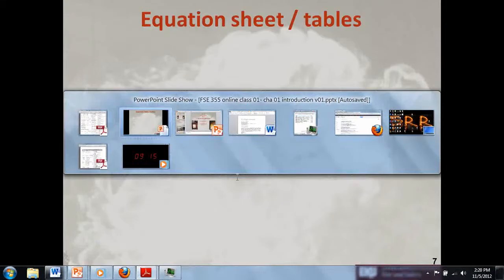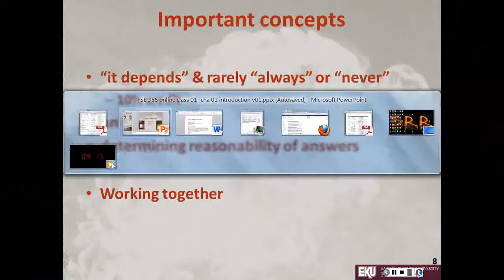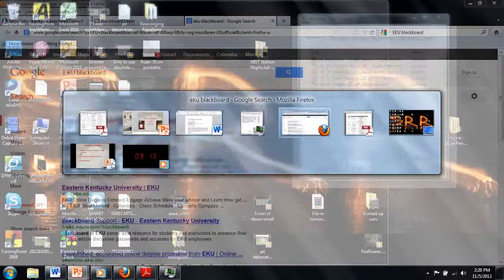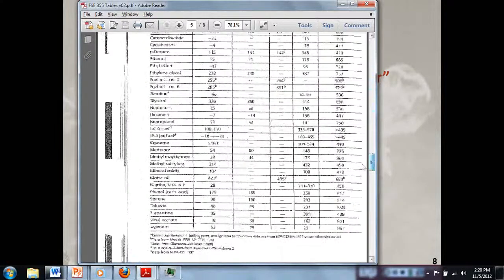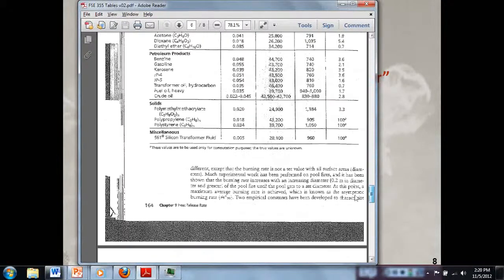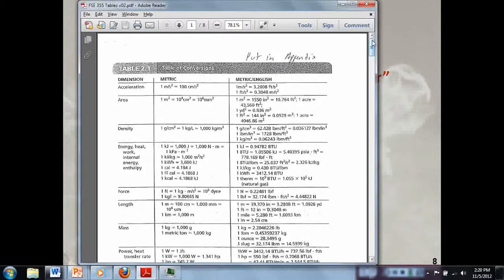I'm also going to give you a set of tables, this one. The tables look like this. It's 4 or 5 pages long. It is basically all of the reference tables from the book. So right now there's not an appendix in the book with all the reference tables in one place.